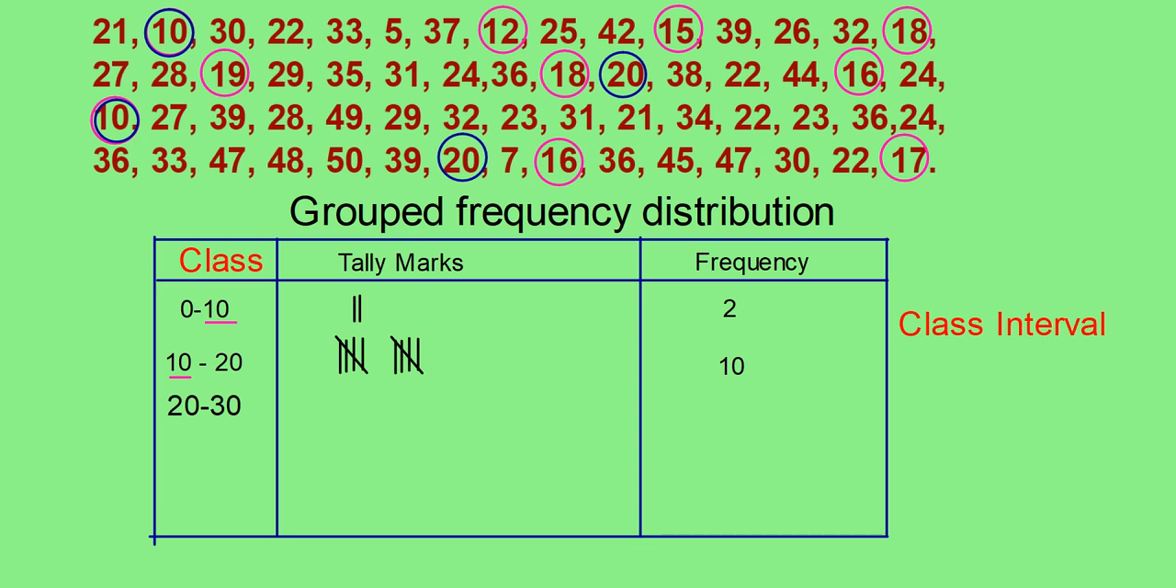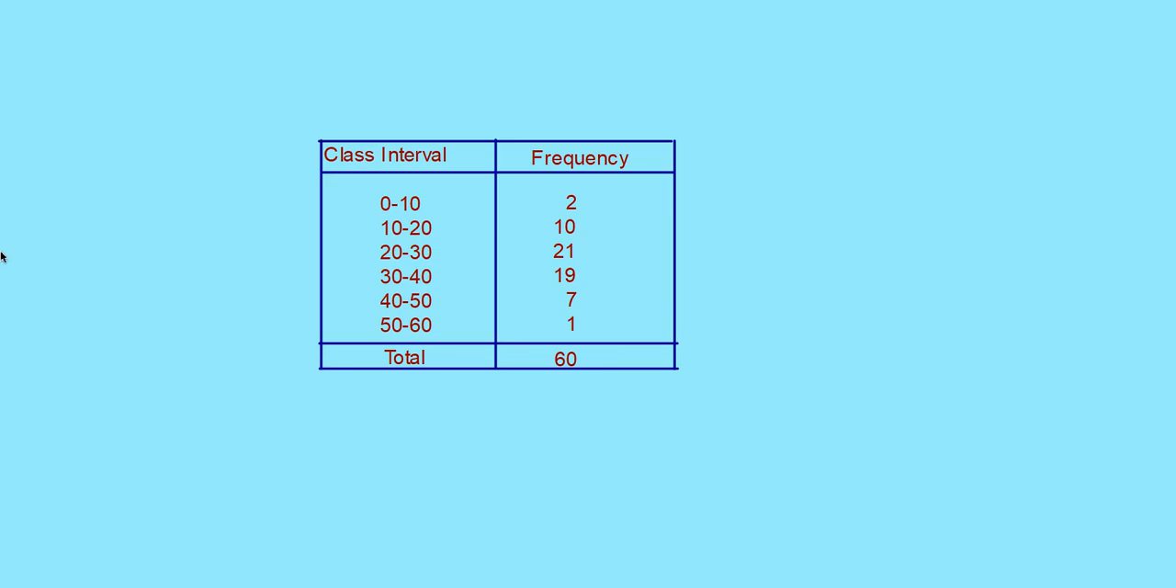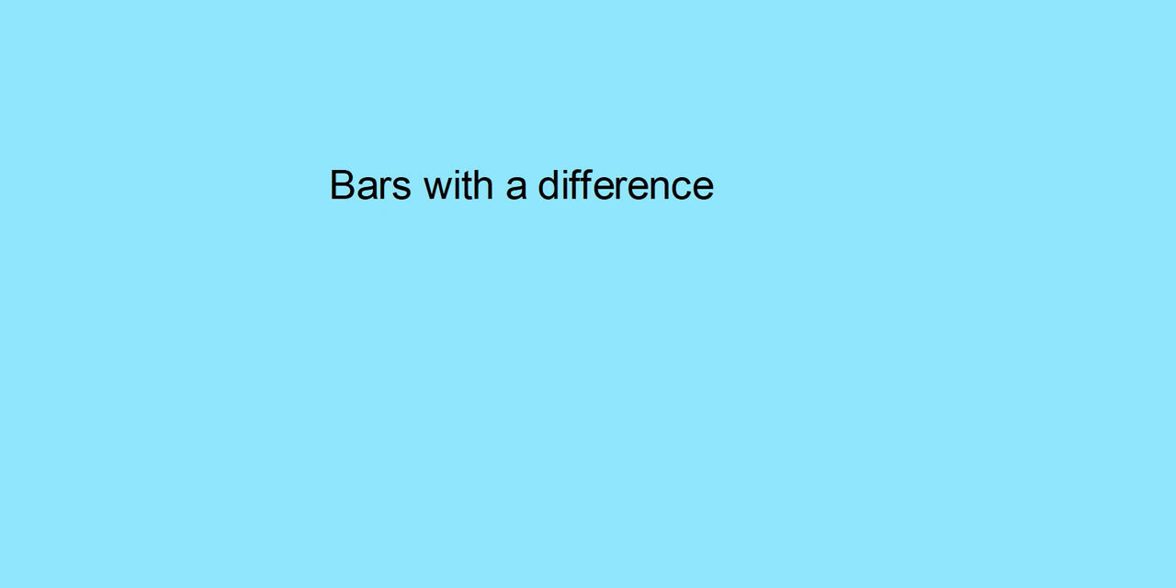You do complete this table. To check your class interval and frequency: 0 to 10, 2; 10 to 20, 10; 20 to 30, 21; 30 to 40, 19; 40 to 50, 7; and 50 to 60, 1. In total you will get 60 students. Now you can represent this data in a different way.